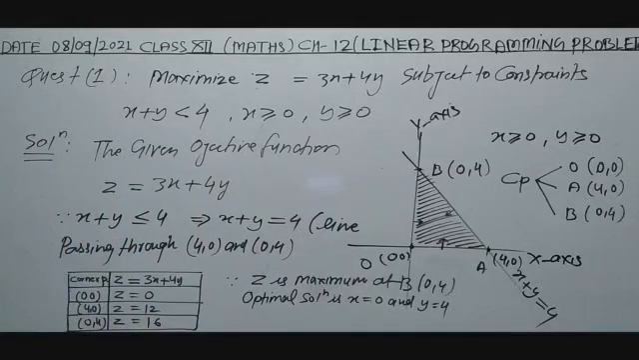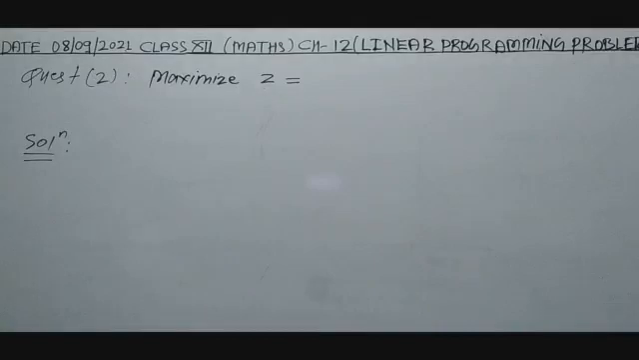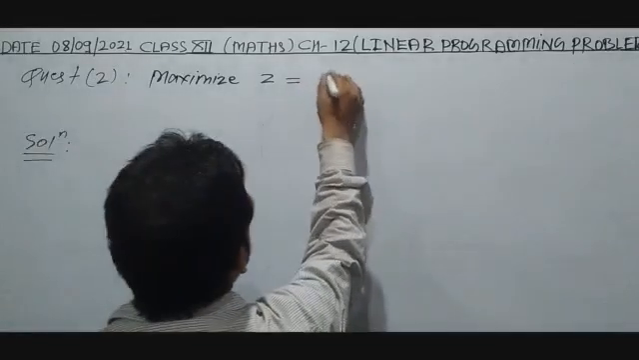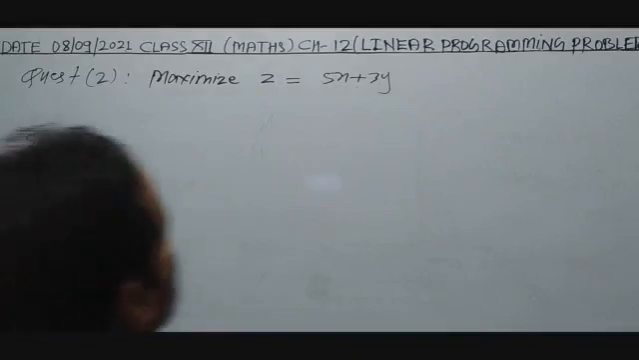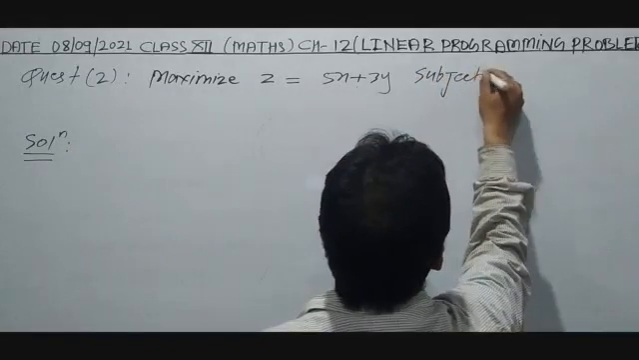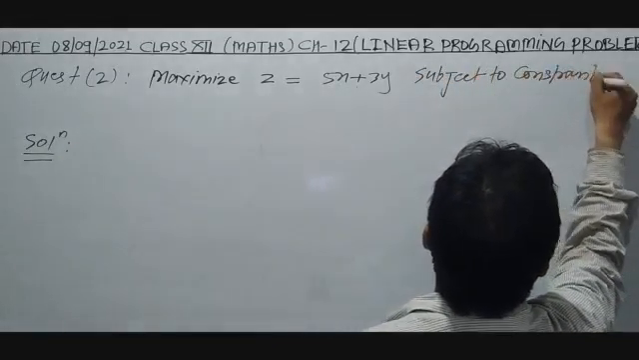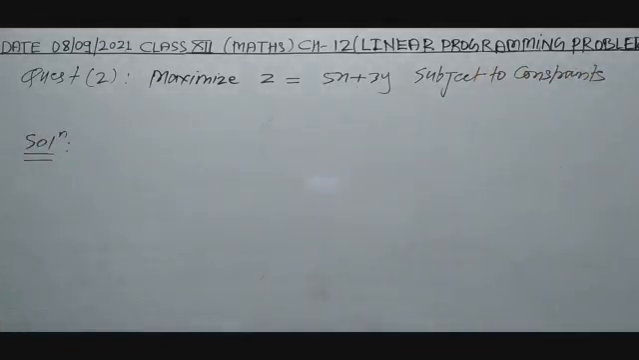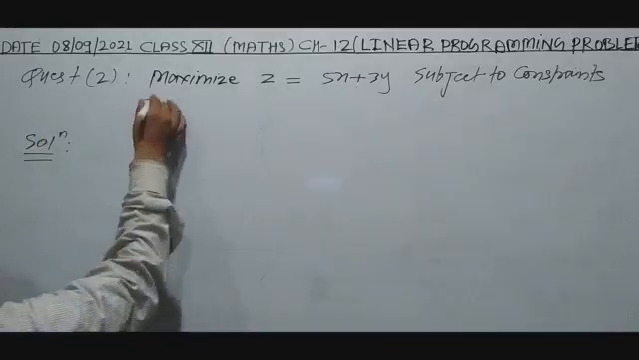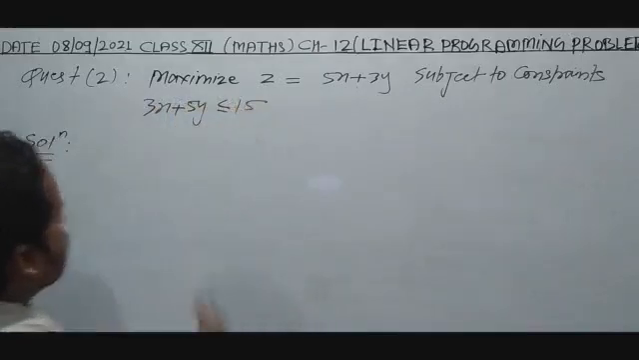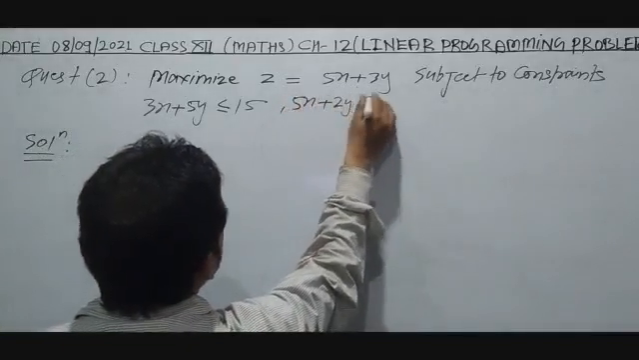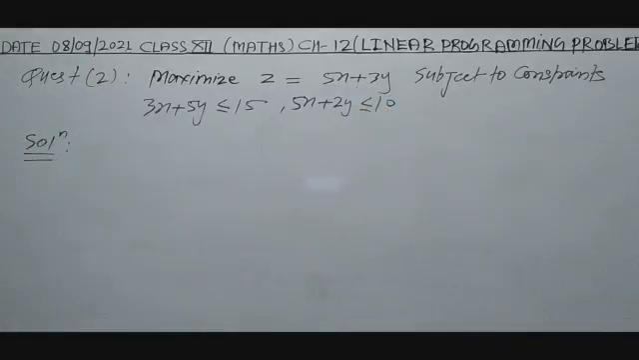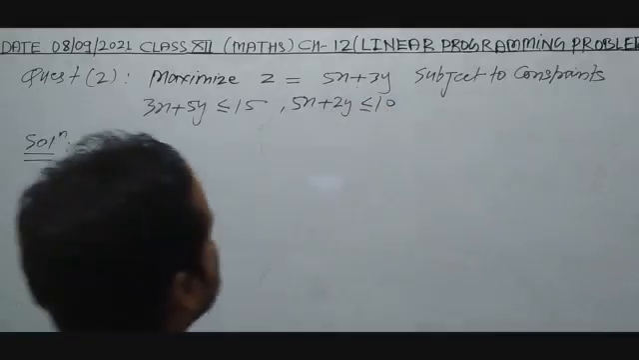Now I will come to the next question. Question number 2: maximize z equals 5x plus 3y, subject to the constraints 3x plus 5y is less than or equal to 15, and 5x plus 2y is less than or equal to 10, and x is greater than or equal to 0 and y is greater than or equal to 0.